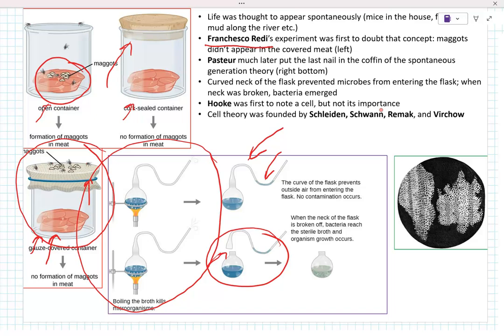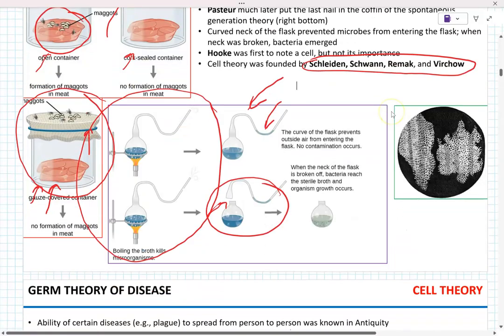Okay? So that was pretty much the final blow to the spontaneous generation theory. And then a bunch of Germans came up with an idea that actually the building block of any organism is a cell, and a cell can be derived only from another cell. So here we go to the modern biological concepts.